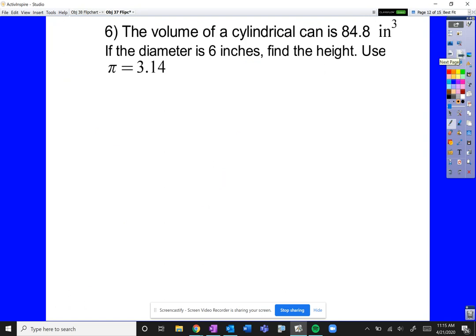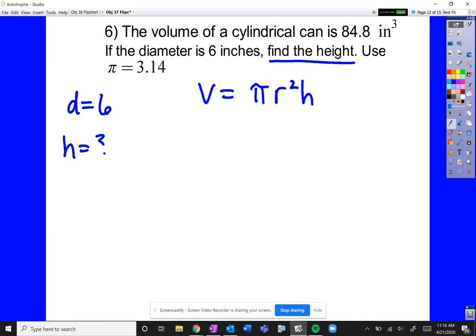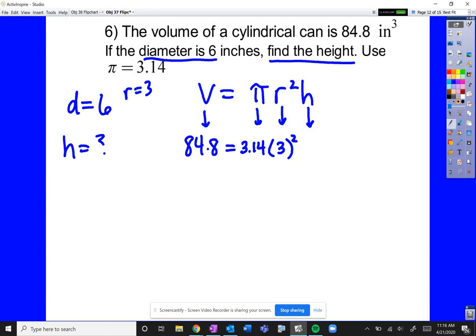Okay, the volume of a cylindrical can is 84.8. The diameter is 6. And we're going to use 3.14. We want to find the height. Okay, let's go to our formula. Pi r squared h. And we're going to replace everything we can. Do we know the volume? Yes. It's 84.8. Do we replace pi? Yes. We're going to use 3.14. Do we know the radius? Yes, but it's not 6, right? The diameter is 6, which means the radius must be half that. So it's 3 squared. And do we know height? No. So we keep it as a variable.